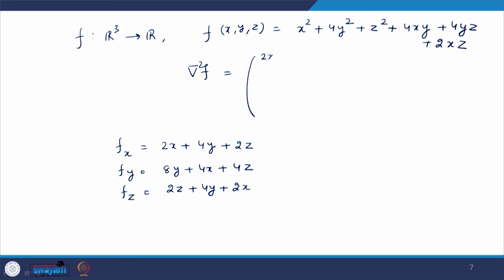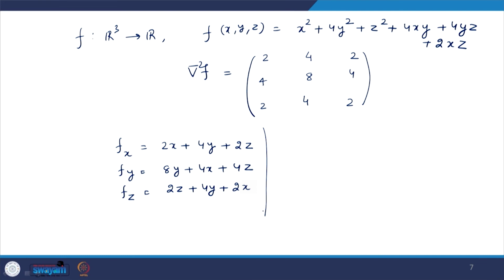Now, f x x is 2. Then del square f by del x del y is 4, and x z is 2. So, it is also 4, it is 2 by the symmetric property, because this is always symmetric. Then it is 8, the second derivative, this is 2, and y z is 4. So, it is 4, it is 4. So, this is the Hessian matrix of this f.